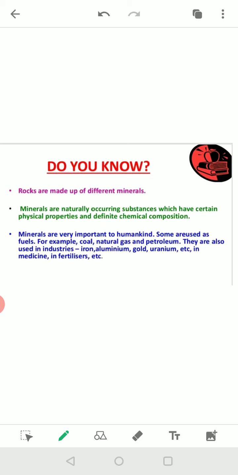Some are used as fuels. For example, we use petrol for our cars and bikes. Natural gas also is used, that is CNG, compressed natural gas. Coal is used for getting electricity. They are also used in industries like iron, aluminium, gold, uranium, etc. In medicine, in fertilizers, etc.